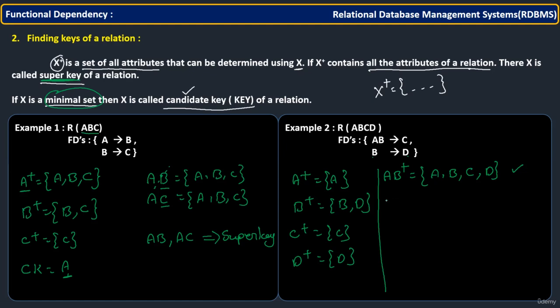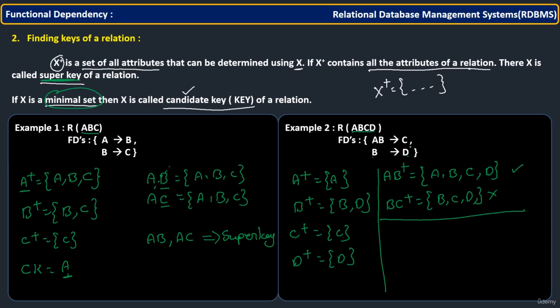For example, if you take BC closure, B and C fine, B is deriving D fine, but A is not derived. From this, what you can say is, simply observe the RHS part. Out of all attributes in the relation, which attributes are not there in the RHS? C is there, D is there, but A is not there, B is not there. Simple thumb rule when you are finding the candidate key: whichever attributes are not in the RHS of all FDs, you just note them down.